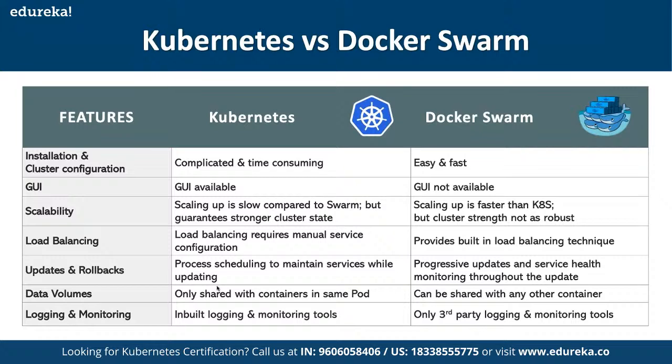And in terms of scalability, scaling is slower compared to Swarm. Scaling is always faster in Swarm than in Kubernetes. Obviously, it is logical because it is used for small-scale deployment, so scaling is going to be much faster here. And in terms of load balancing, Kubernetes requires manual service configuration, whereas Swarm has an inbuilt load balancing technique available for small-scale clusters.